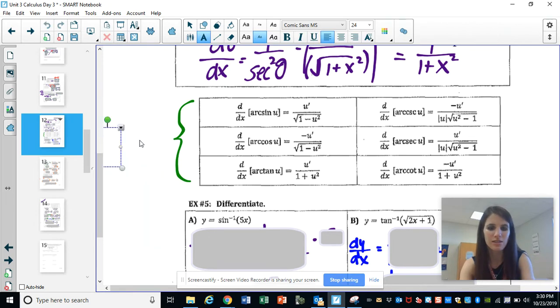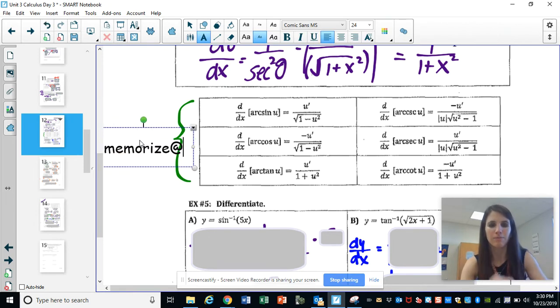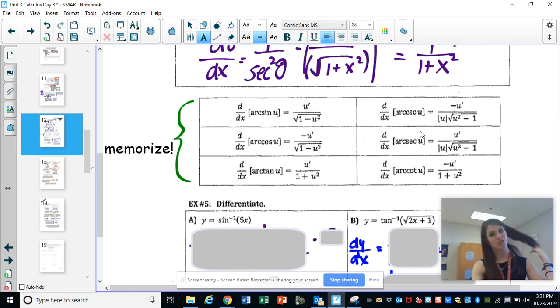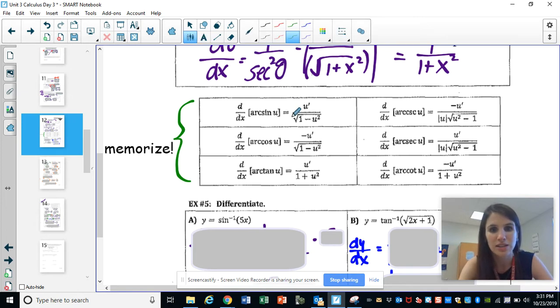Memorize, memorize, memorize. All right, I want you to look for patterns in these. So you'll see here, we start off with the two easiest functions, the ones we're most used to using, sine and cosine. Look at what's similar to them. They're both over the square root of 1 minus the u squared or x squared, right?